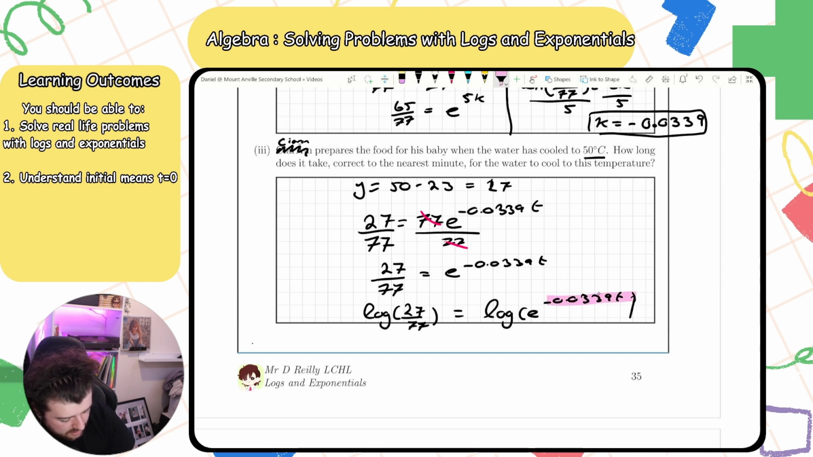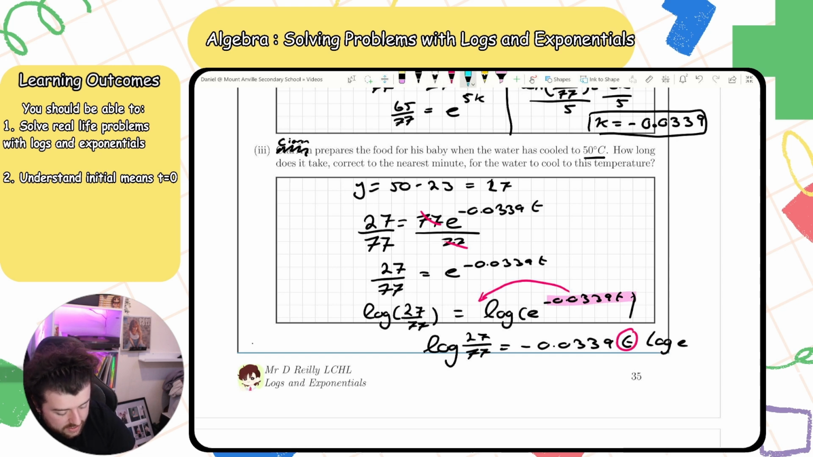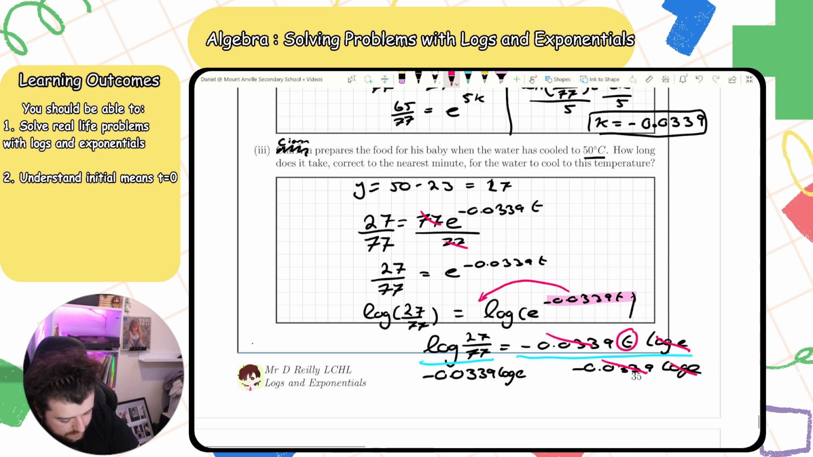I can bring all of this in front. And I have log 27 over 77 equals minus 0.0339t log e. I'm looking to get time on its own, so I'm going to divide both sides by minus 0.0339 log e. That's going to cancel here and that's going to cancel here. So t is going to be equal to all of this.